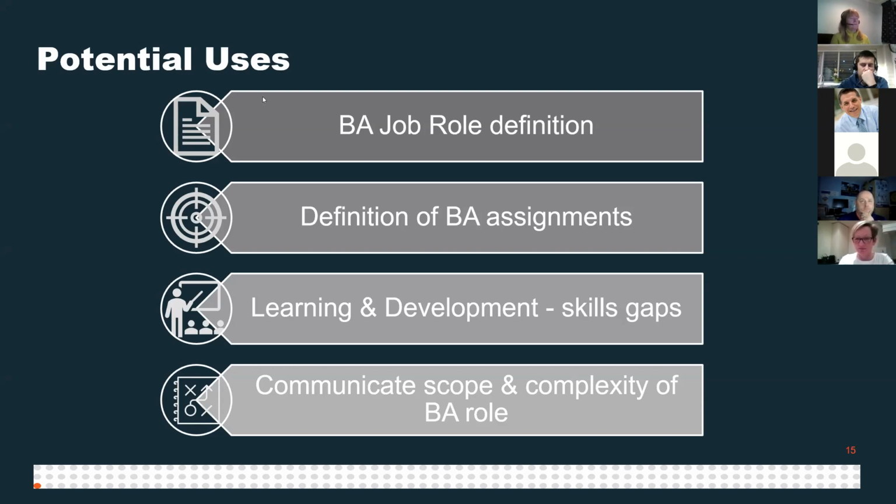Learning development, as we've talked about. And then another potential use is the communication of the scope and complexity of the BA role. That's something that we always find in our annual BA survey that we run, and that people feel that their role is not well understood. And so it can really help with that.